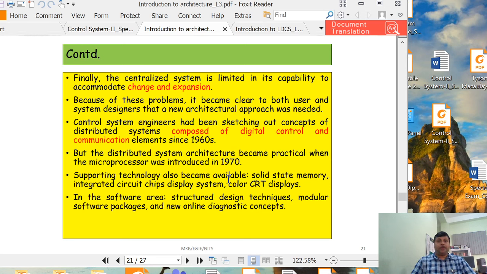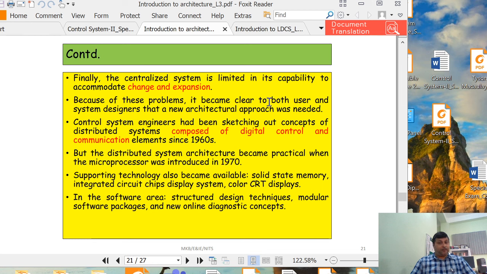So if you want to change or expand the control system, which is centralized, it is extremely difficult. Because of this problem, it became clear to both user and system designer that a new architectural approach was needed. Control system engineers had been sketching out the concept of a distributed system composed of digital control and communication elements since the 1960s. But the distributed system architecture became practical and accelerated when the microprocessor was introduced in 1970.